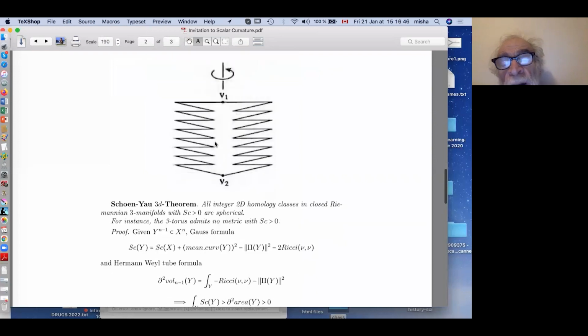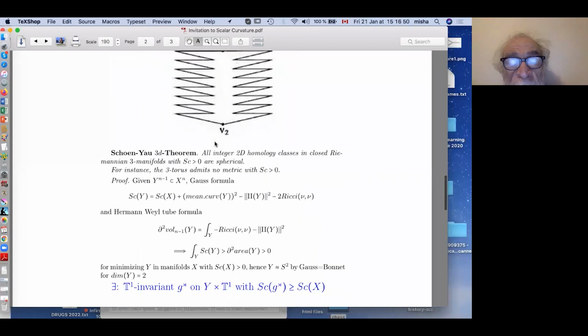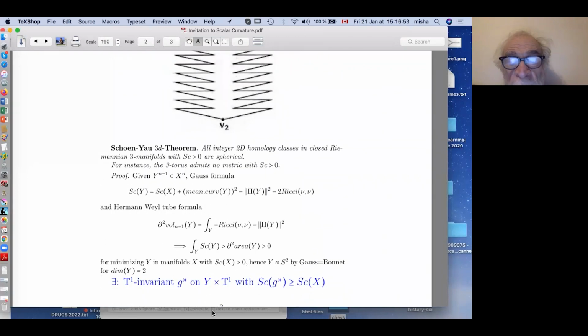And then comes the first theorem. It was not the first historically, but the first by its simplicity. And the proof, indeed, here is a full proof of the theorem. It says that if we have a three-dimensional manifold and take an integer homology class in there, which is realizable by a surface, which must be a sphere.